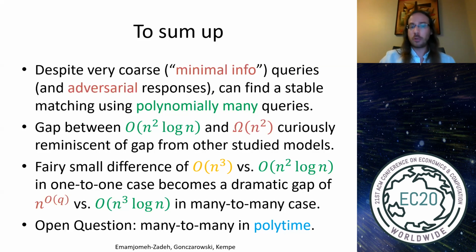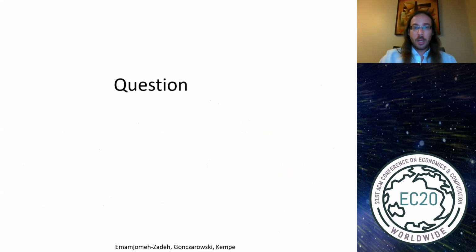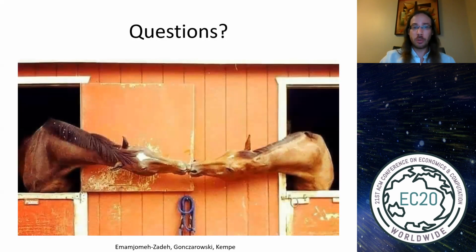And as I said, the open question: can you do many-to-many matching in this model in a way that's computationally efficient? So that's it. Questions?